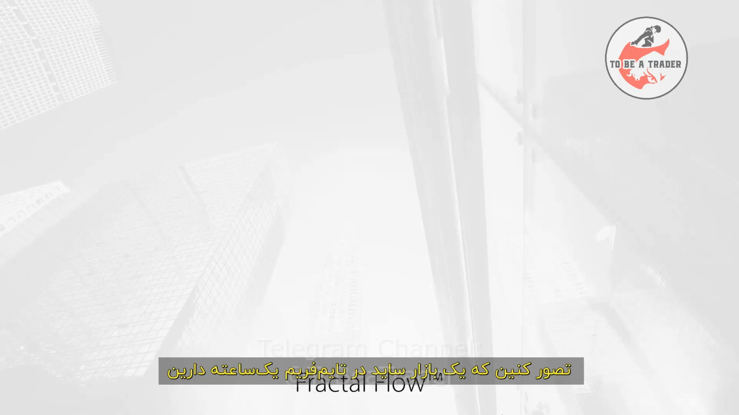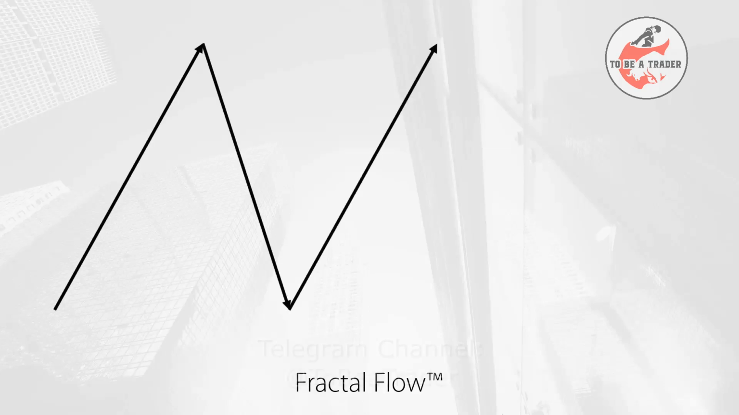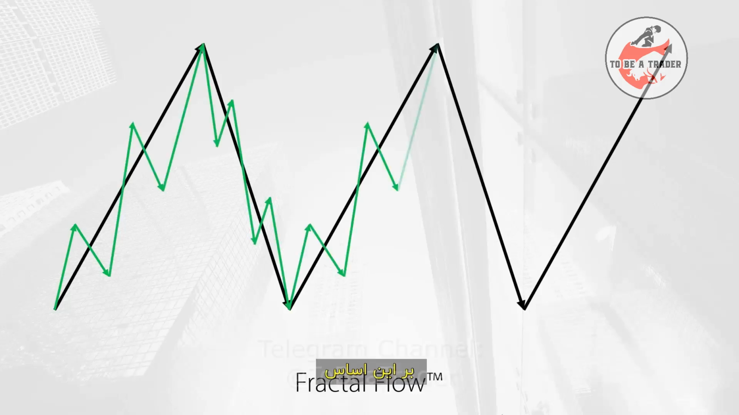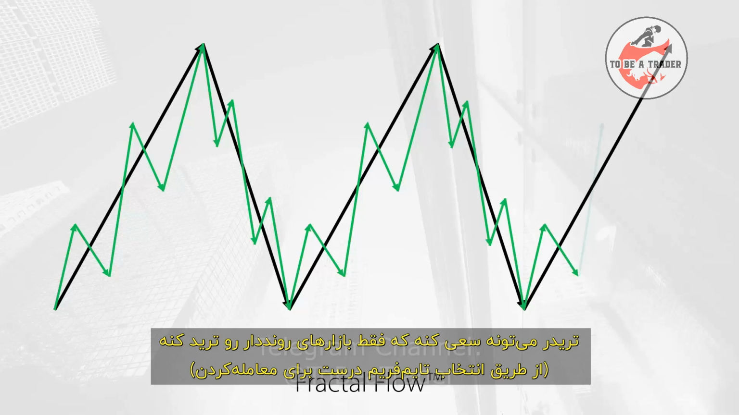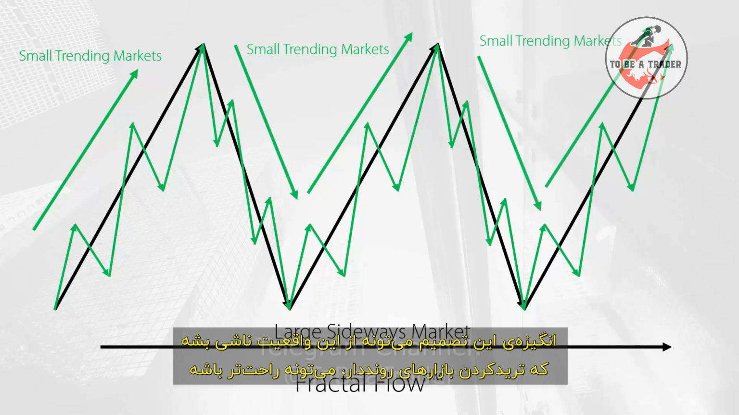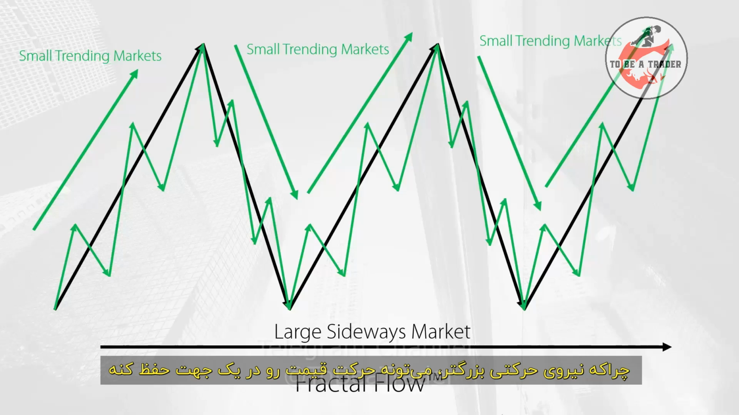Imagine that you have a sideways market in the 1-hour timeframe. The basic premise of the relative recognition of market movements is that a sideways market in one timeframe is composed of many trends in a lower timeframe. With that in mind, a trader can strive for trading only trending markets by choosing the correct timeframe to trade. The motivation for this can come from the fact that trending markets can be easier to trade because of the larger momentum sustaining price movement in one direction.